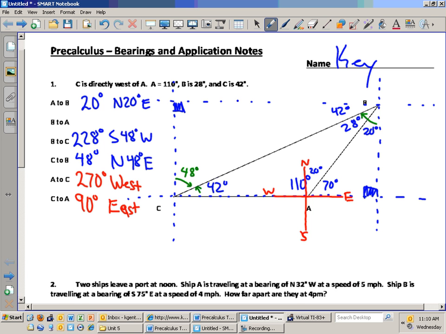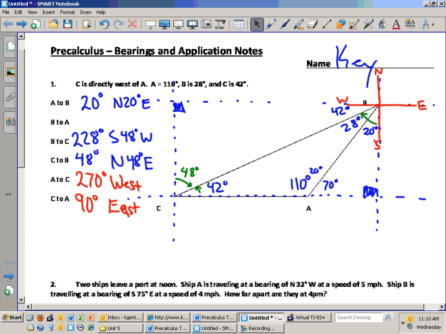And then B to A. Well, I can move right back up to where I was, and now you have to choose which one you want to use. Do you want to use north, east, south, west? You can use any of them. Okay, so south is what? What's the bearing south? 180.